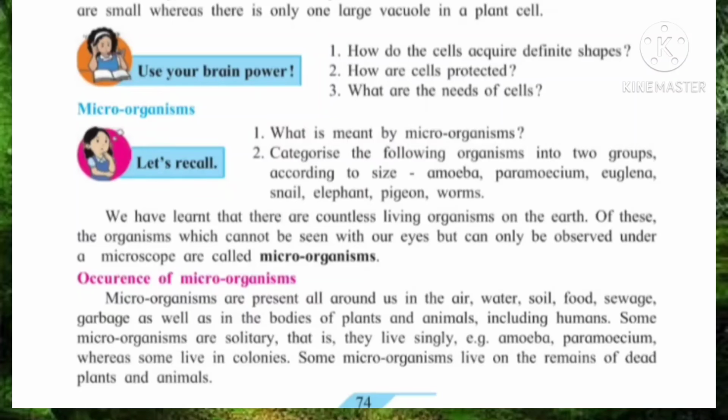Then some microorganisms are solitary. Solitary means they can live single, while some live in a colony, in a group. For example, amoeba, paramecium. And some microorganisms live on the remains of dead plants and animals. So this is the occurrence of microorganisms.